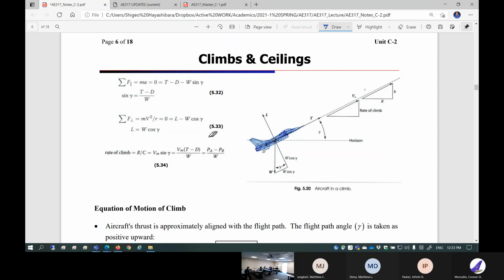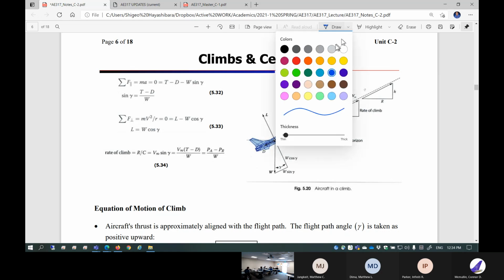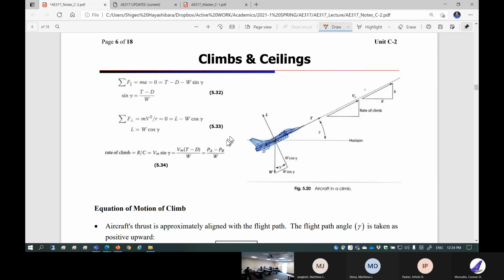So this is going to be a rate of climb, depending on how much excess power you have. Your power plant is going to create the power. Power is thrust multiplied by velocity. So this is called excess power. Power available minus power required is excess power. So this is quite important, depending on what type of engine you're going to choose.